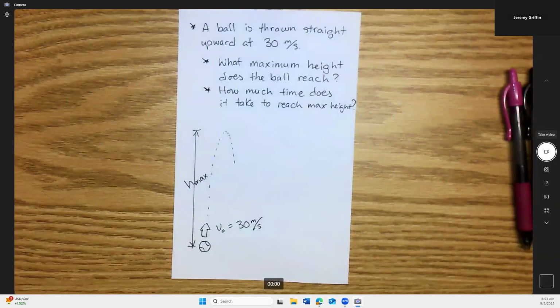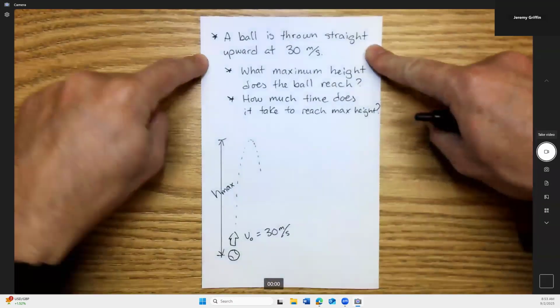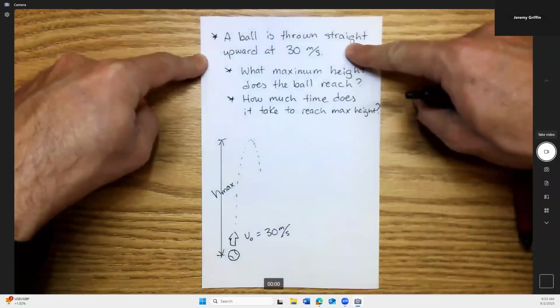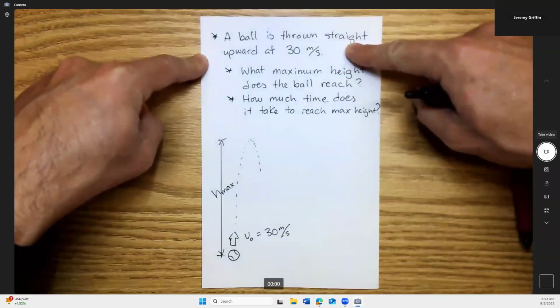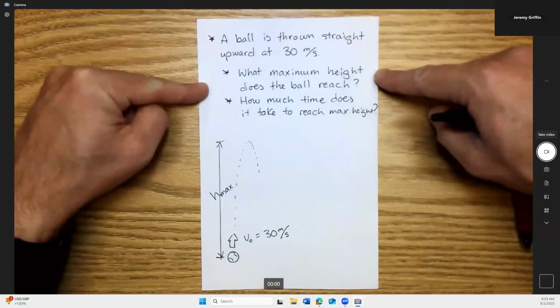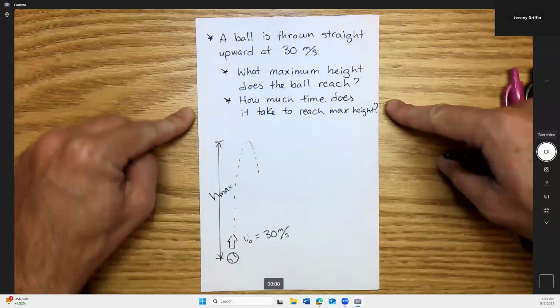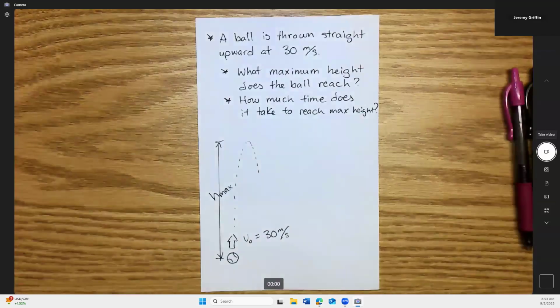Okay. All right, so I throw a ball straight up at some velocity. Now, I threw at a specific velocity here, 30 meters per second, right? But I'll also have you guys solve this in terms of variables. So you could make this any velocity, and then you can answer this question, like how high does the ball go? And a follow-up question, how much time does it take?